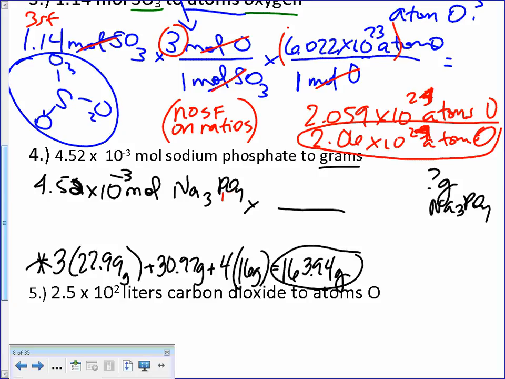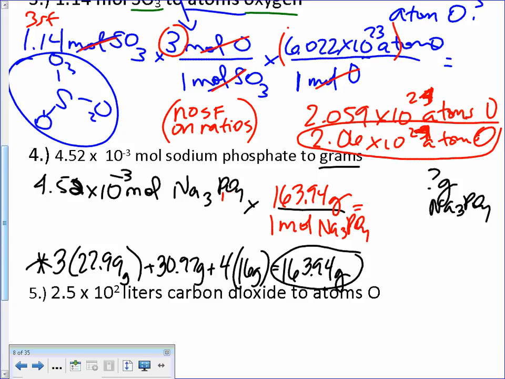Where does that number go on this fraction? On top. 163.94 grams per what? 1 mole. Per 1 mole of sodium phosphate. Okay, and I'm at grams, right?